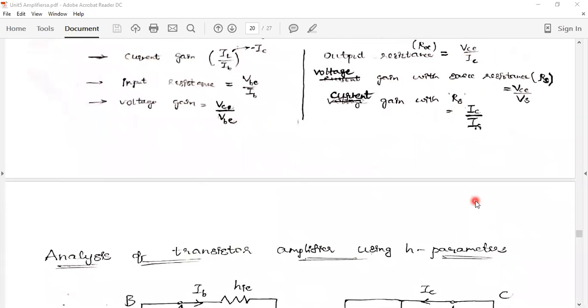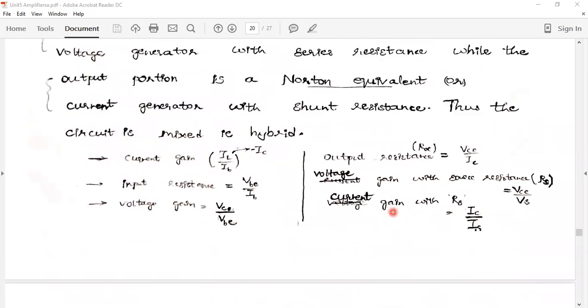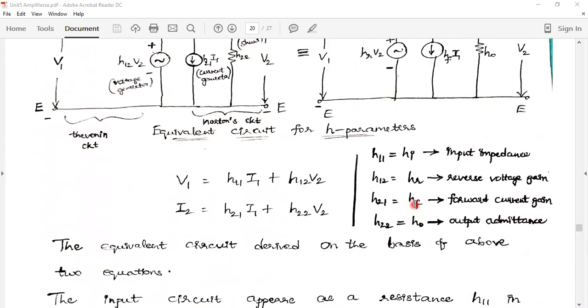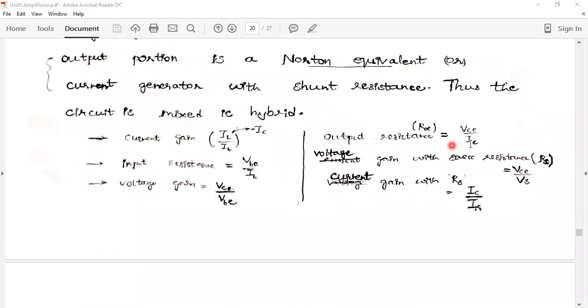In this way I have all the terms. I have indirectly made a simpler version of the definition for all the terms.